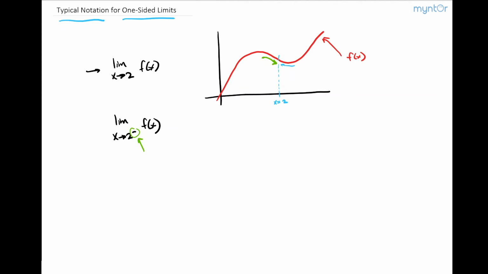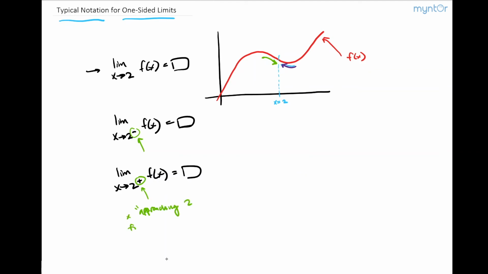How about from the right-hand side? What if we are interested in the value of f of x as we are approaching x equal to 2 from the right-hand side? In that case, we would write something like this: the limit as x approaches 2 from the right-hand side, that's a plus sign, of f of x is equal to some number. And each of these would be equal to some number. And so here, if you see a plus sign, this means x is approaching 2 from the right.